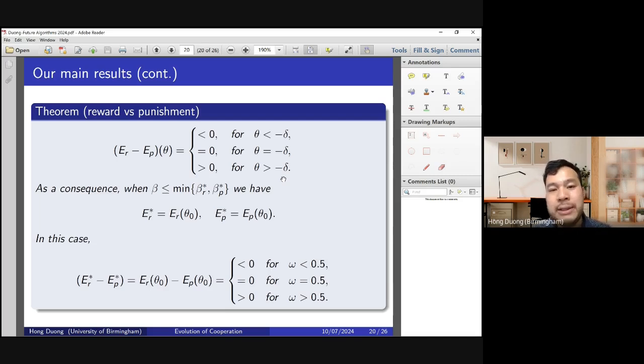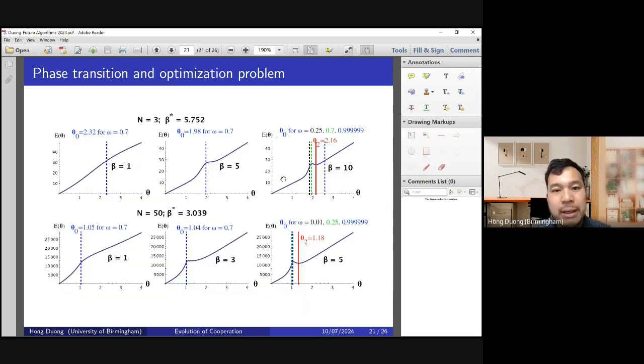I will show you some numerical simulations that make our theorem much easier to observe. This slide shows you the behavior of the cost function and the phase transition phenomenon that I mentioned earlier in the first theorem. On the figure on the left-hand side, this is for beta equal to 1, and the cost function is always increasing. When you increase beta, here beta equal to 5, the function starts to change, but it is still increasing. The critical threshold here is 5.752.